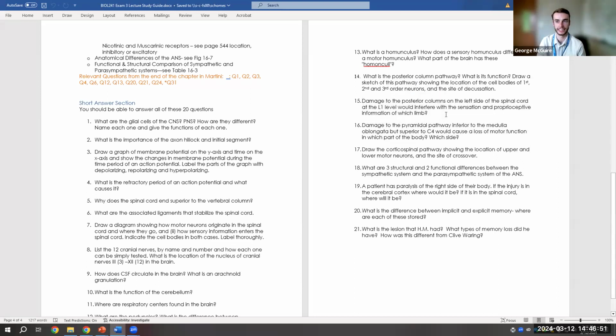So 15 is saying damage to the posterior columns on the left side of the spinal cord at the L1 level would interfere with sensation and proprioception from which limb? And then 16, damage to the pyramidal pathway, which is that spinothalamic pathway, or no, the corticospinal pathway, the motor pathway, inferior to the medulla oblongata, but superior to C4, would cause a loss of motor function in which part of the body, which side.